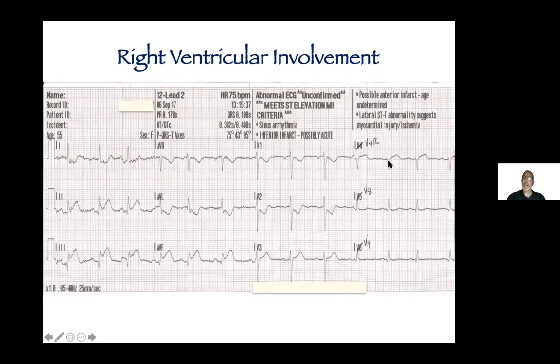Now, how much elevation is too much when you're looking in your modified leads? So 0.5 millimeters. You don't even need to see a full millimeter in V4R or V8 and V9. The threshold is 0.5 millimeter or greater, which this patient clearly meets.